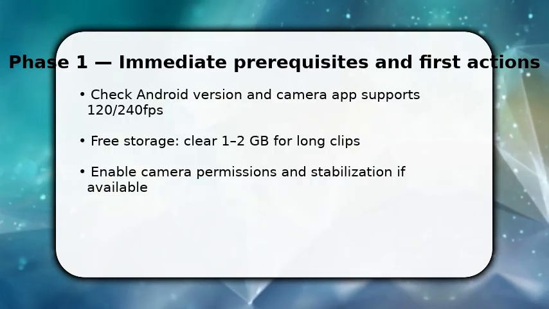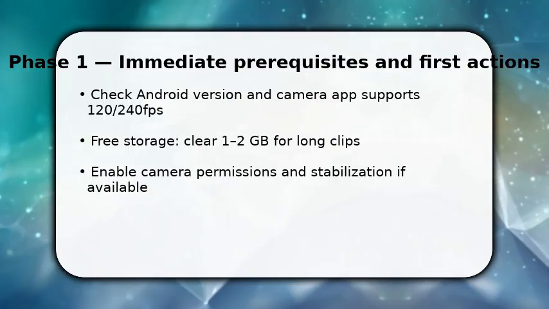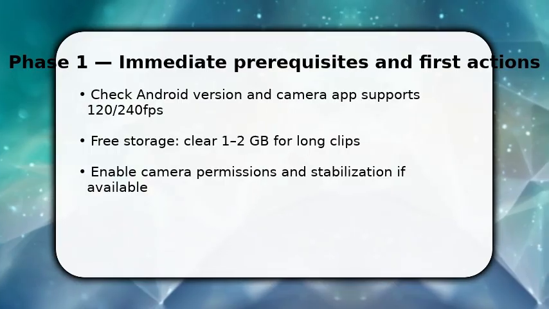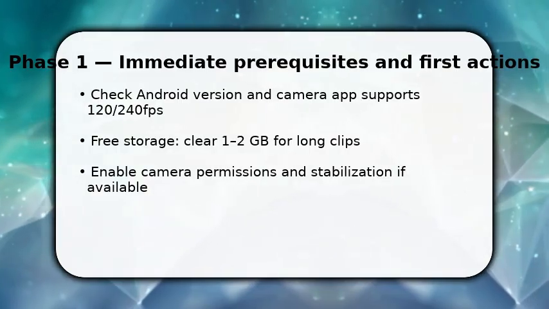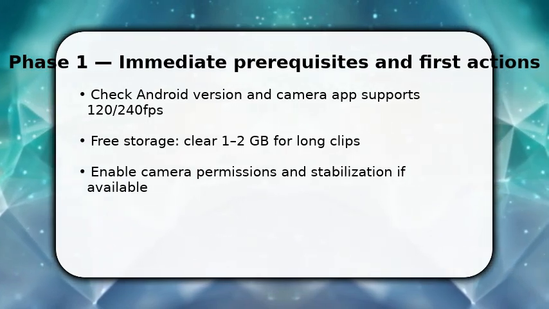Then open the native camera app, grant microphone and storage permissions, and switch to the slow motion or pro mode that lists FPS options. Make sure to stabilize the phone with a tripod or steady grip. Sharp frames are essential for smooth slow motion.